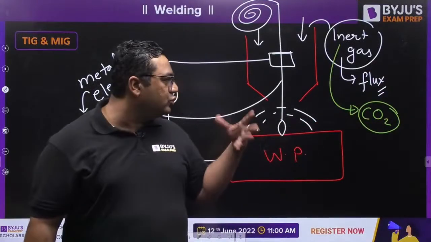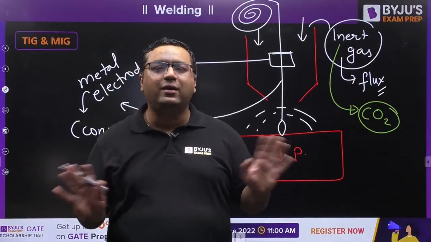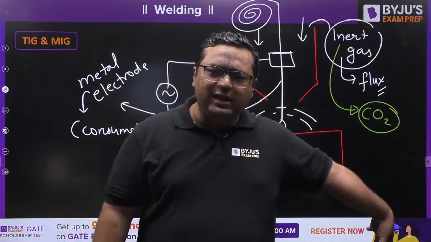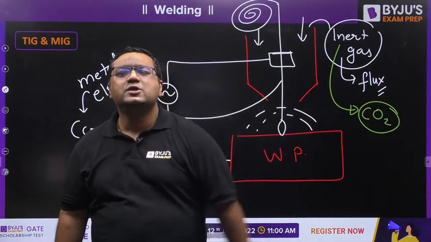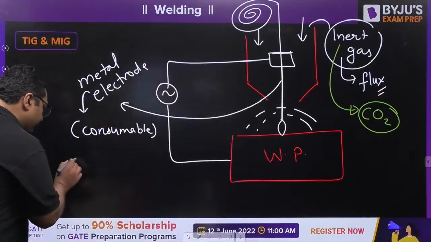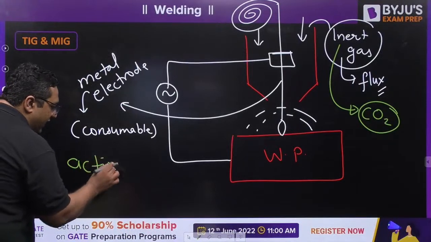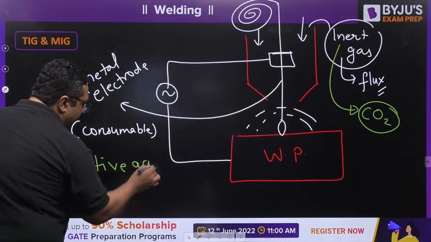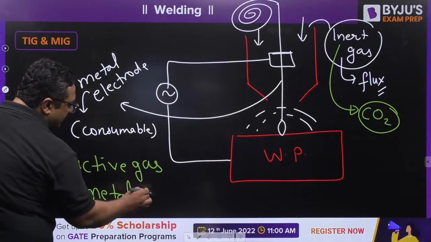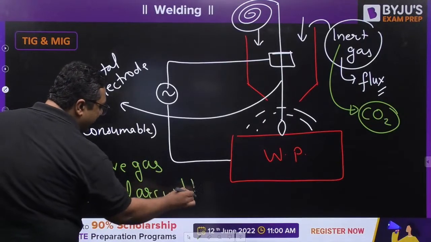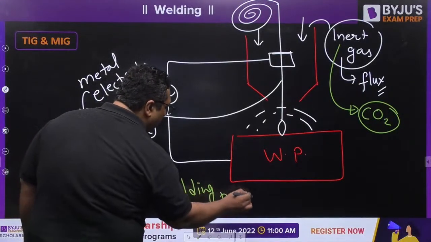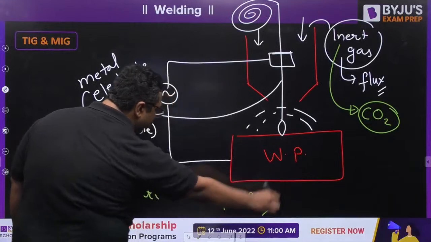But when you are using CO2, it is no more inert gas now. Maybe it is acting like a shielding gas, but it is not an inert gas. So the name of the process will change now, and the new name is active gas metal arc welding process. This is how the name of the process has been changed.